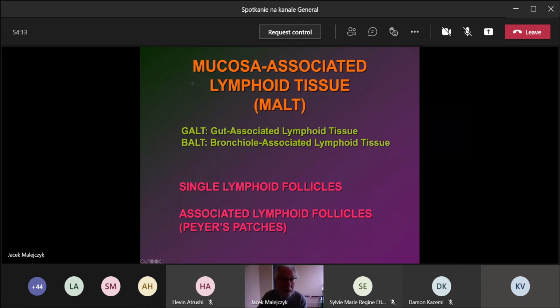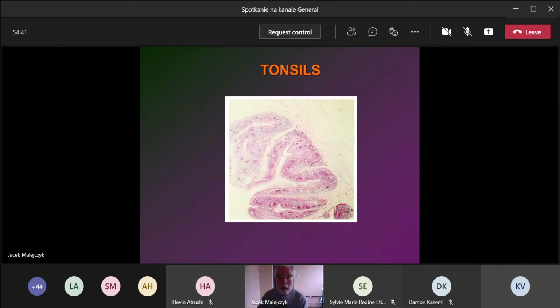You will learn some details about these systems first of all during the class on the respiratory tract and alimentary tract. So only very quickly I will go through this one. This tissue may be represented by single lymphoid follicles, single lymphoid aggregations, or these follicles may form bigger structures, like, for instance, Peyer's patches, which are found in the jejunum.